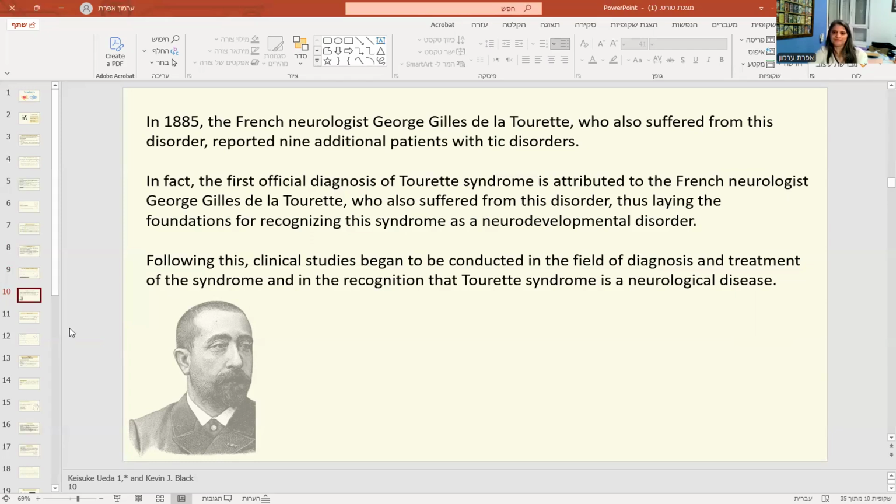And he laid the foundations of recognizing this syndrome as a neurodevelopmental disorder. Following this, clinical studies began to be conducted in the field of diagnosis and treatment of the syndrome, and in the recognition that Tourette syndrome is a neurobiological disease. Till here, thank you.